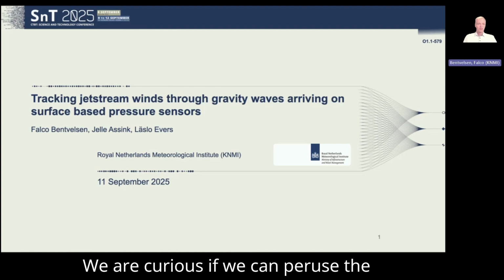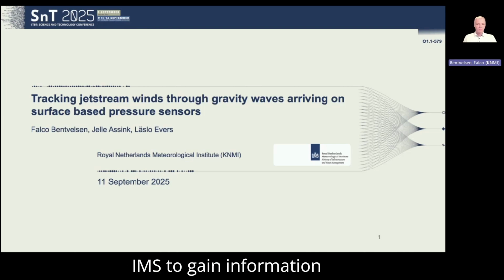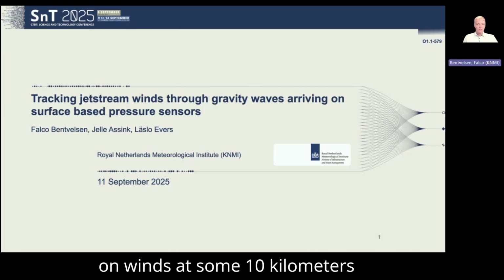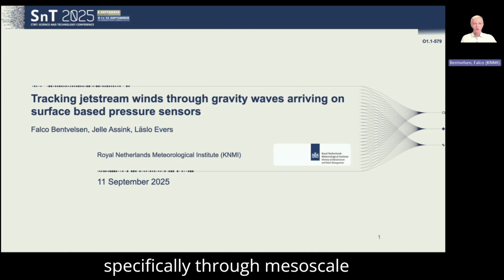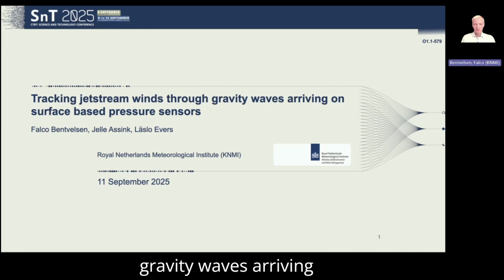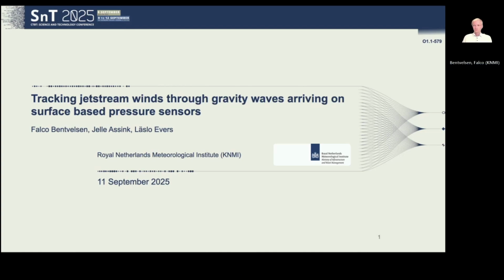And we are curious if we can peruse the IMS to gain information on winds at some 10 kilometers altitude. So we want to track these jet stream winds specifically through mesoscale gravity waves arriving on arrays of microbarometers.